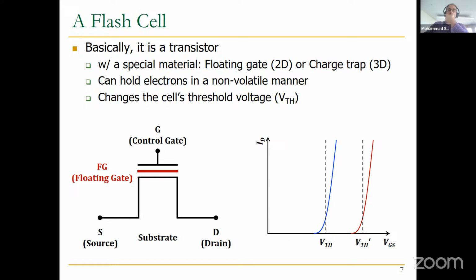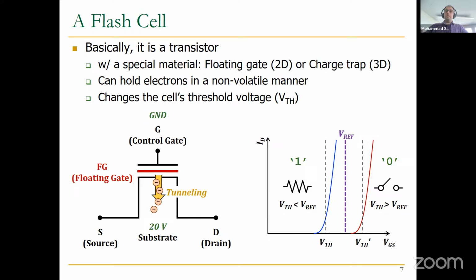And whenever you want to verify whether your flash cell is programmed or is still in erase mode, you need to apply a reference voltage, which is somewhere between the nominal threshold voltage in the erase mode and the high threshold voltage in the program mode. When you apply VREF, depending on whether the transistor is turned on or not, you will realize whether you have programmed it or not.